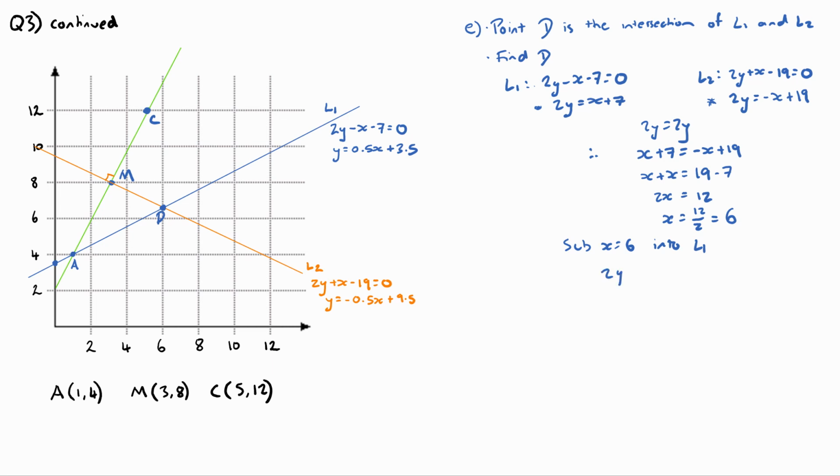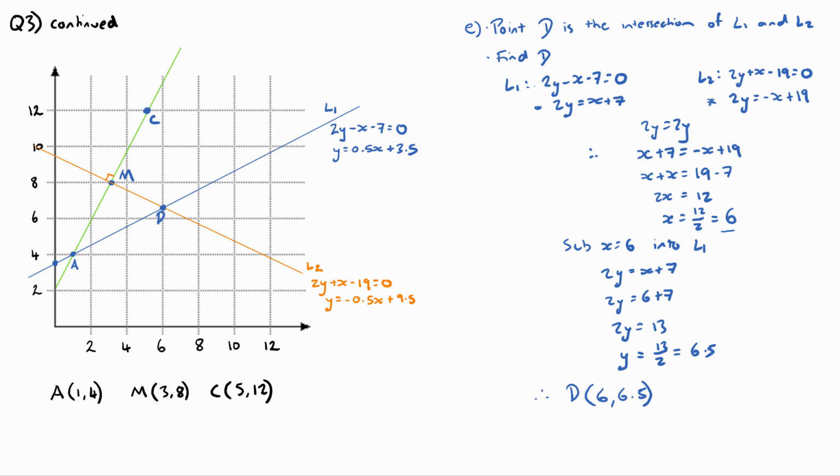So 2y is equal to x plus 7, and I can sub in x equals 6, so 2y equals 6 plus 7. 2y is equal to 13, so y will equal 13 on 2, and that is equal to 6.5. So therefore point D has the coordinates 6 on the x-axis and 6.5 on the y-axis, and that looks about right how I have plotted there.